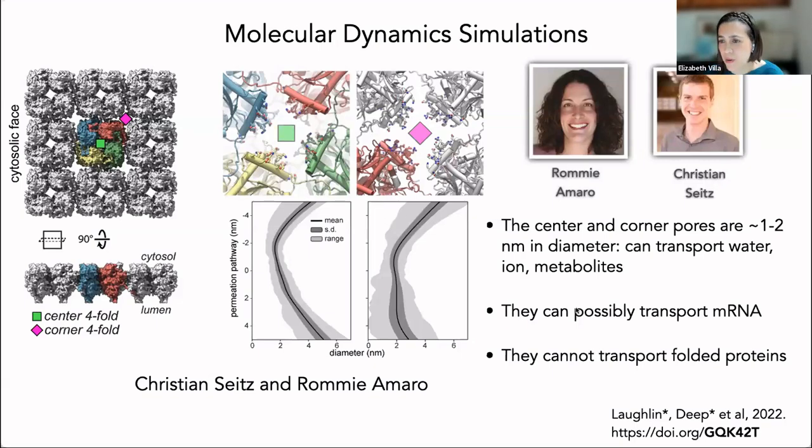And my friend Romy Amara at UCSD and her fantastic student Christian Seitz went out to test that using molecular dynamic simulations. And as you can see from the simulations, basically the pores actually have some diameter, sometimes going all the way to closed, but in general, they're breathing and they're pretty large. They're 1 to 2 nanometers, and they can allow all sorts of metabolites if you want. ATP, glucose, anything like that would be able to come in, ions and water obviously as well. They could possibly thread mRNA, so an mRNA could be passed through. You just have to figure out how to get into the hole, but definitely not transport folded proteins.